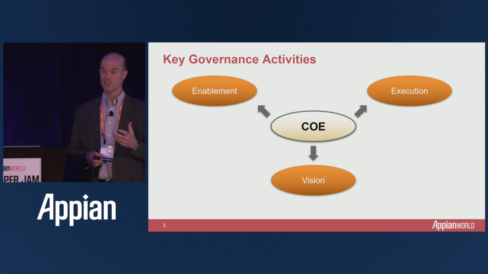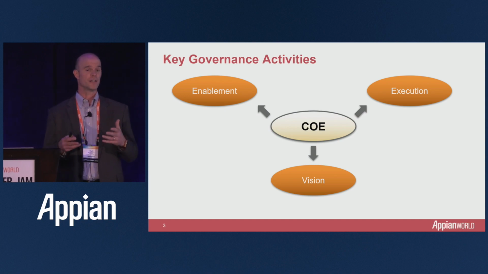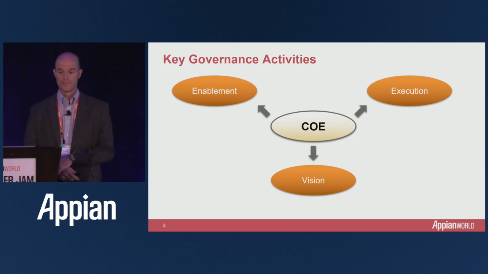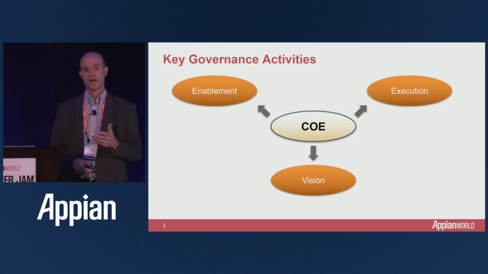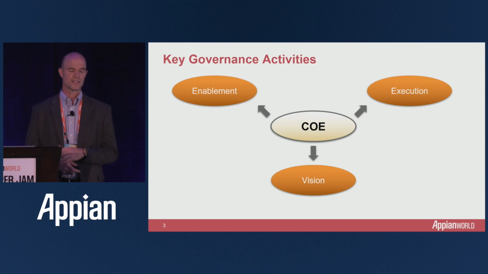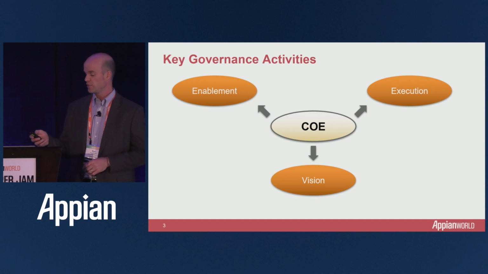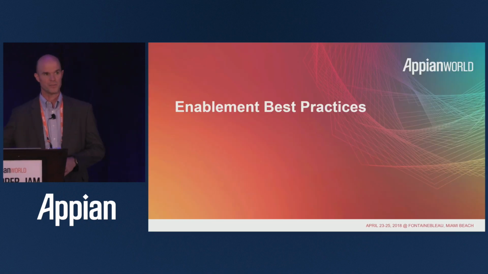We're going to talk about vision, so laying the groundwork for your Appian platform in such a way that it can scale and that it can grow effectively. And finally, execution, giving your practitioners the skills and the tools they need to implement, and also laying the rails for making sure that they build applications that are scalable. So I'm going to hand things over to Mike to talk about enablement.